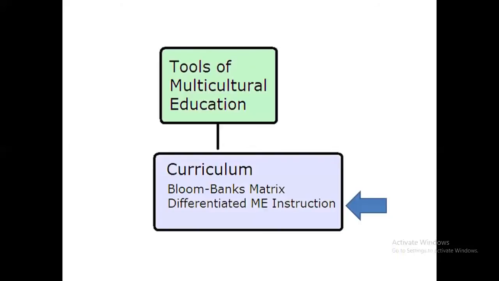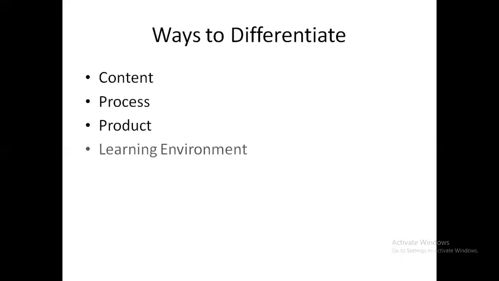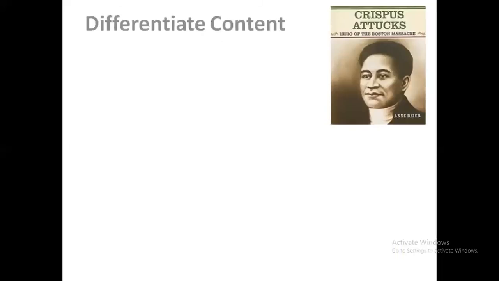The other area where we can encourage multiculturalism in the curriculum is through differentiated instruction. The ways to differentiate include content, process, product, and learning environment. And we'll take a look at some examples.